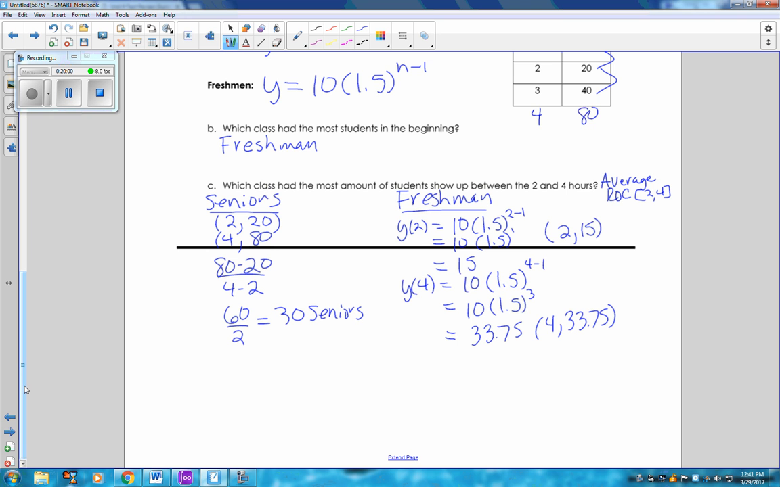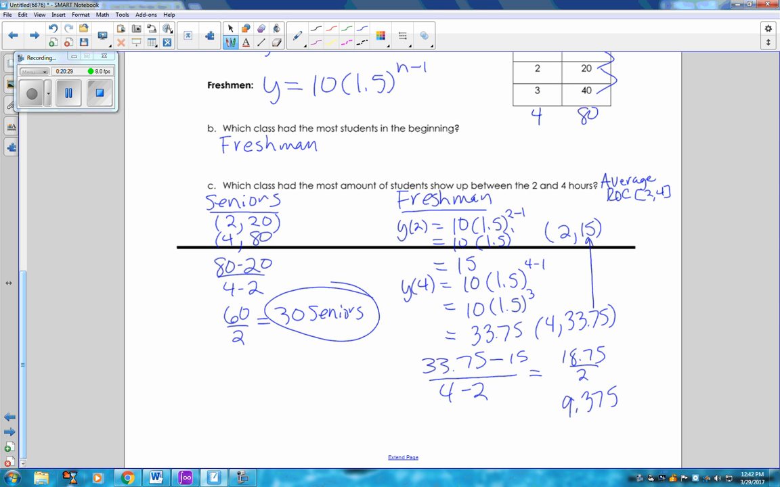Now for your rate of change, you have 33.75 minus, this is the y-coordinate minus the y-coordinate, 15, over the x-coordinate, 4, minus the x-coordinate, 2. And this will give you 18.75 over 2, which is 9.375. I know we can't have part of a person, but it doesn't matter because I want to know who showed up, which class had the most, and that would be the seniors.